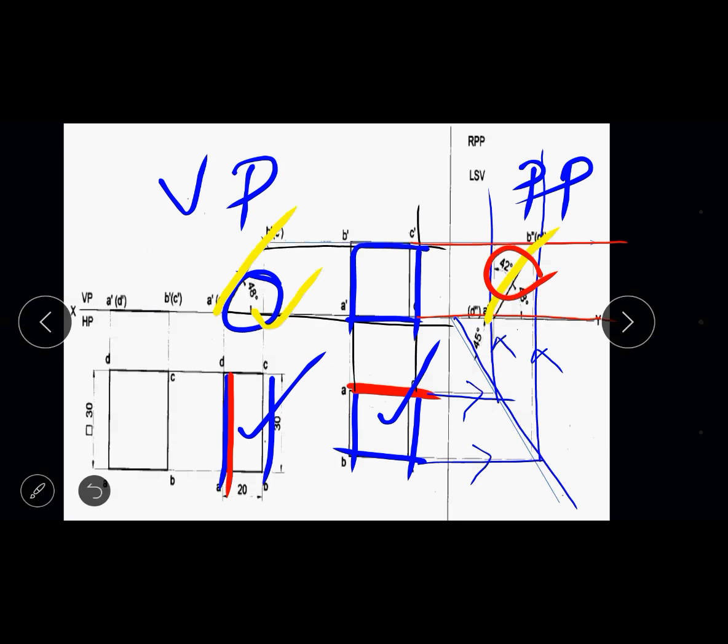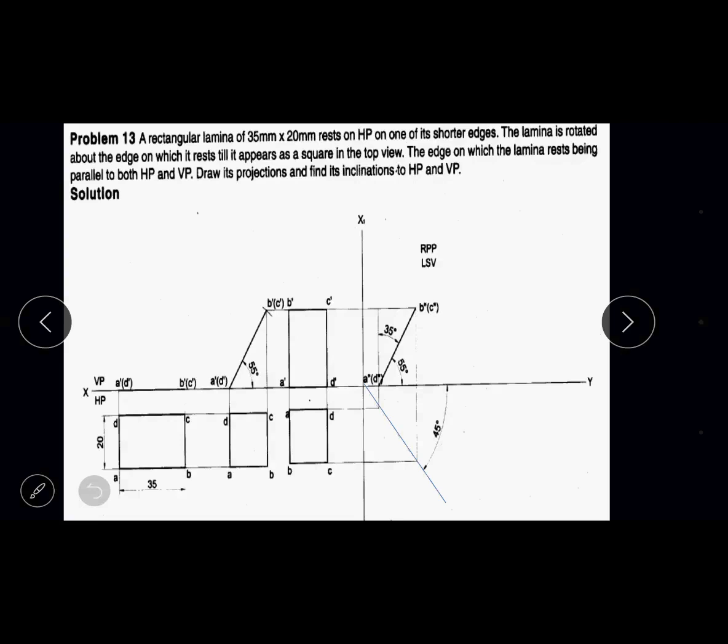Next problem, it will be opposite to this problem. In this problem, the problem was on a square lamina and the condition given was a top view in the form of a rectangle. Now in the next problem, reverse takes place. Reverse means instead of a square, a rectangle lamina will be given, and here the front view was in the form of a rectangle. In the next problem, you will find the front view in the form of a square. You can look at this problem number 13. It's the same problem, just a change of case.